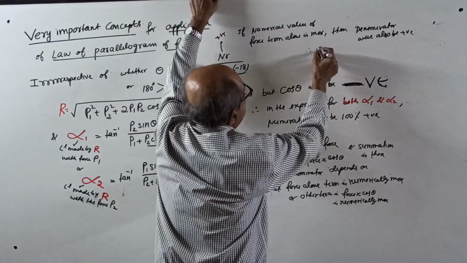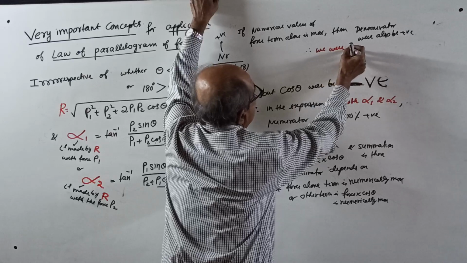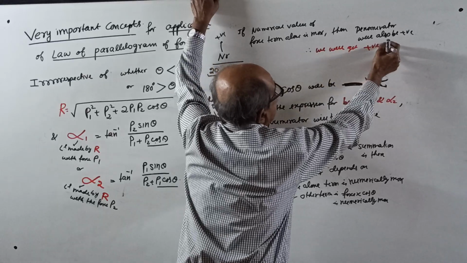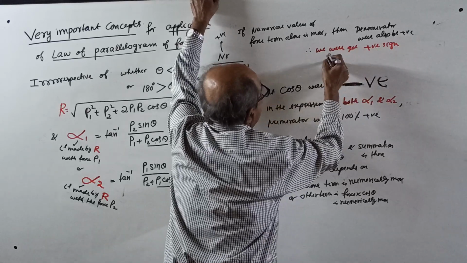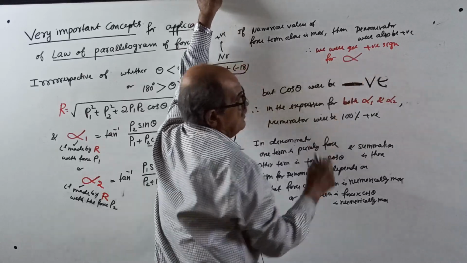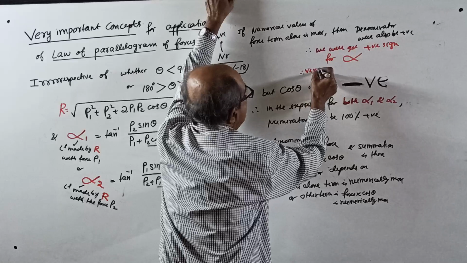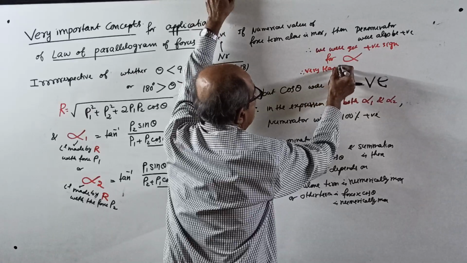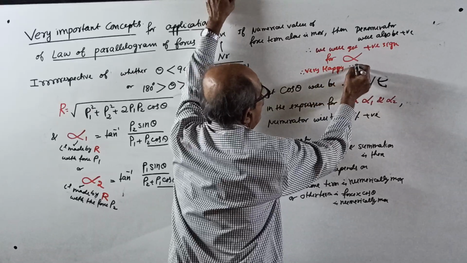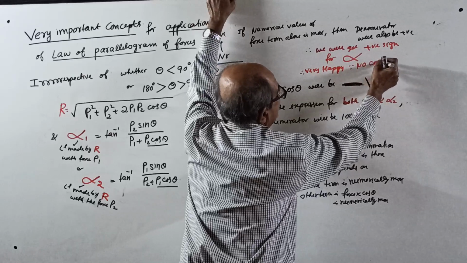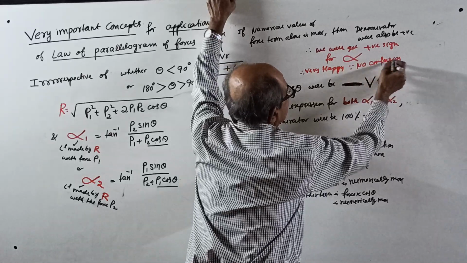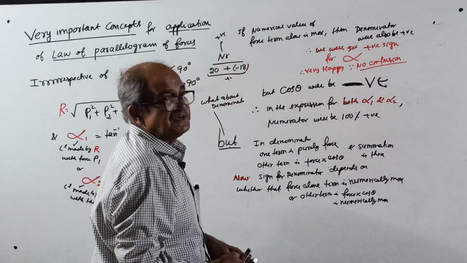Therefore, we will get a positive sign for alpha. Alpha means alpha 1 or alpha 2. Therefore, very happy. Why very happy? Because no confusion. Confusion comes when a negative sign comes. No confusion. Hope it is crystal clear.